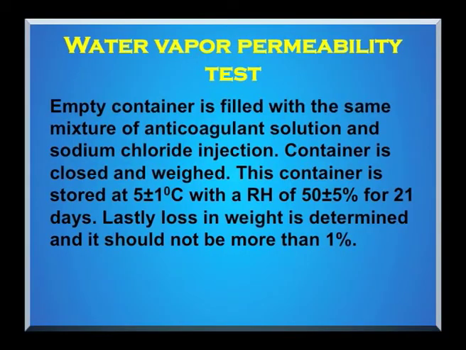Another test is the water vapor permeability test. This test is mainly done for plastic containers used for blood and blood components. An empty container is filled with the same mixture of anticoagulant solution and sodium chloride injection. The container is closed and weighed, and stored at 5 degrees centigrade with a relative humidity of 50% for 21 days. Lastly, the loss in weight is determined and it should not be more than 1%.